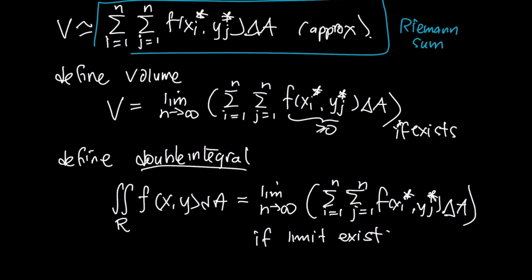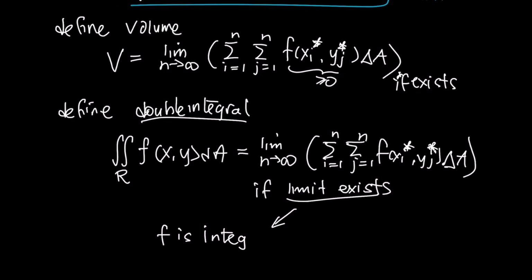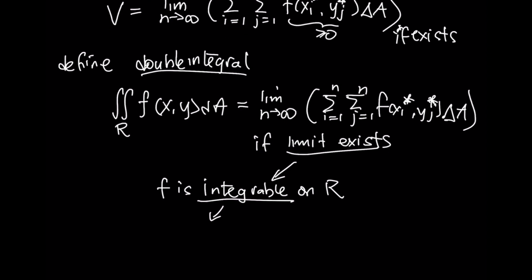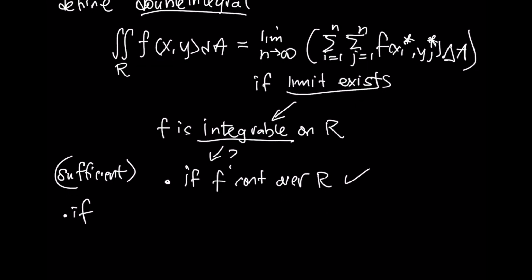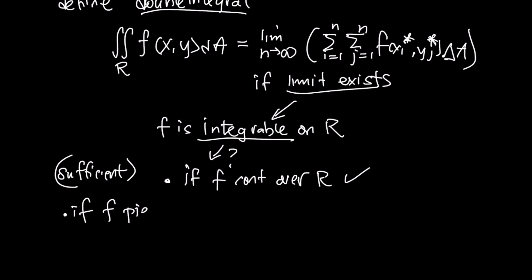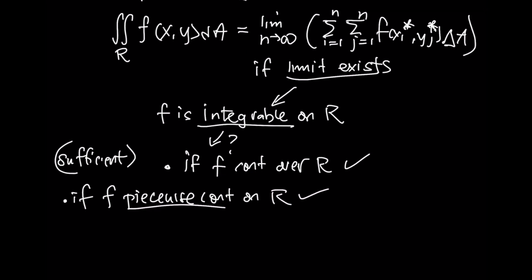If the limit exists, we will say that f is integrable on R. When is a function integrable over that rectangle? Just like before, it's sufficient if the function is continuous over R. As before, if the function is piecewise continuous on R, then it will be integrable. So now, what does it mean to be piecewise continuous?